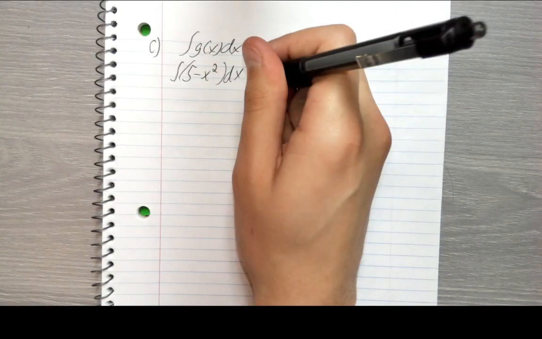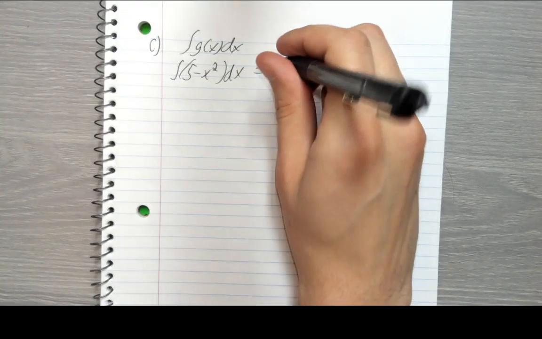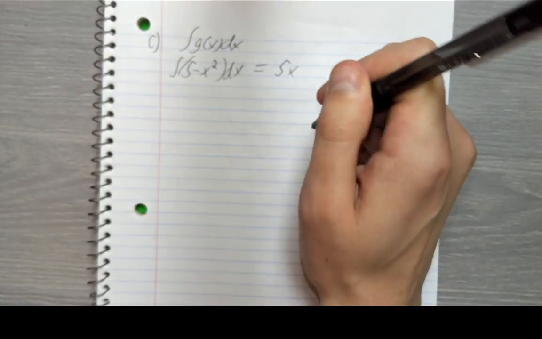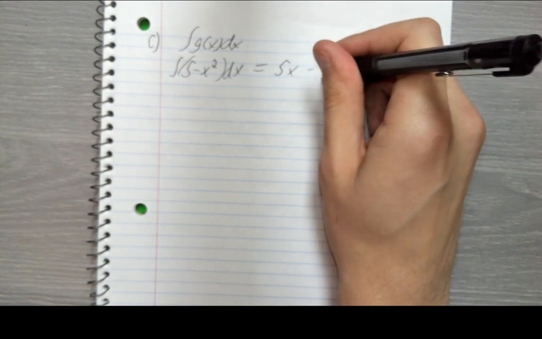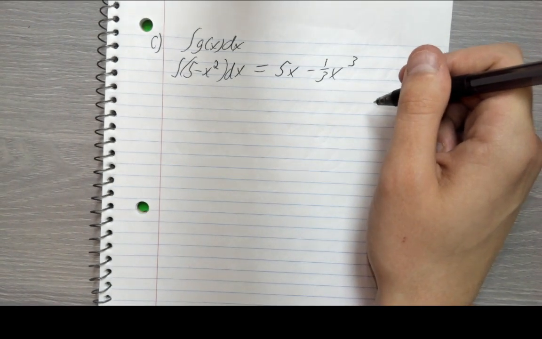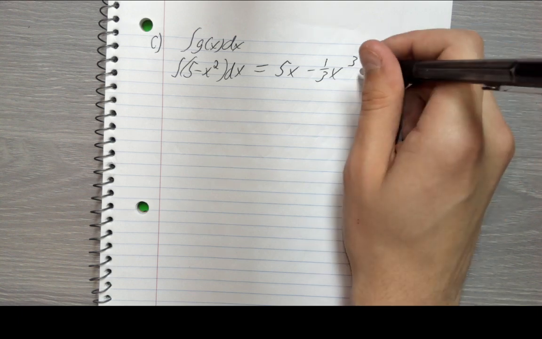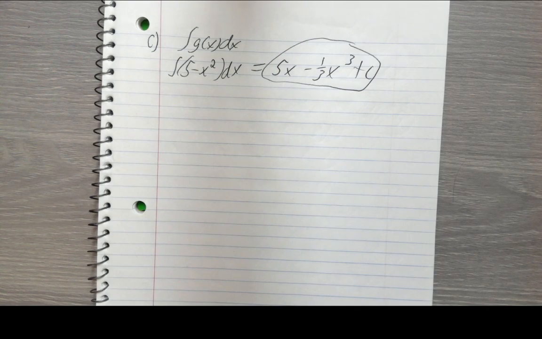And then you're just going to take these general antiderivatives. So the antiderivative of 5 is 5x. The antiderivative of negative x squared is negative 1/3 x cubed. And then plus c. That's all it is. So you go from part A, really quick, easy, bam, done. Part B took forever. Part C, very quick and easy, bam, done.